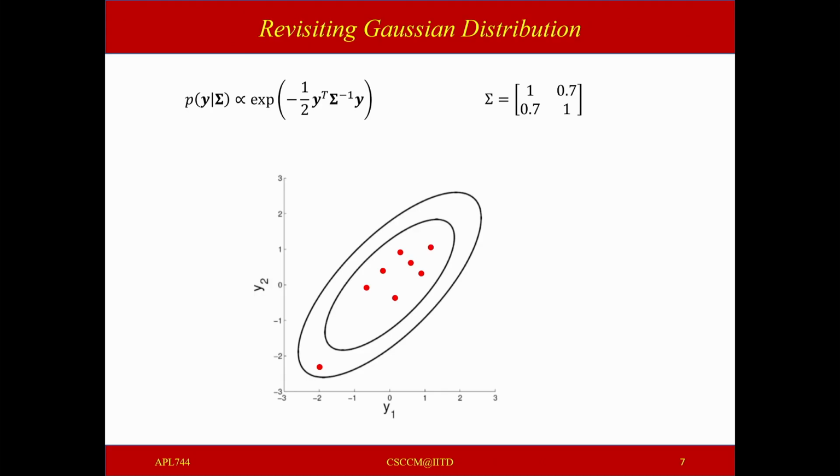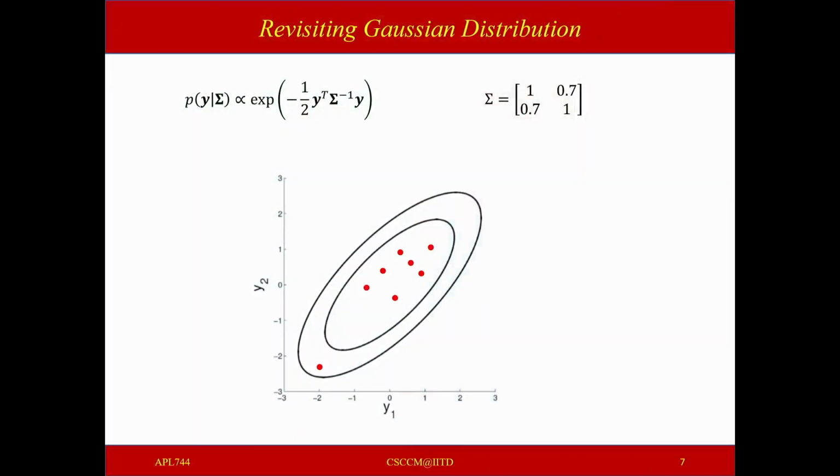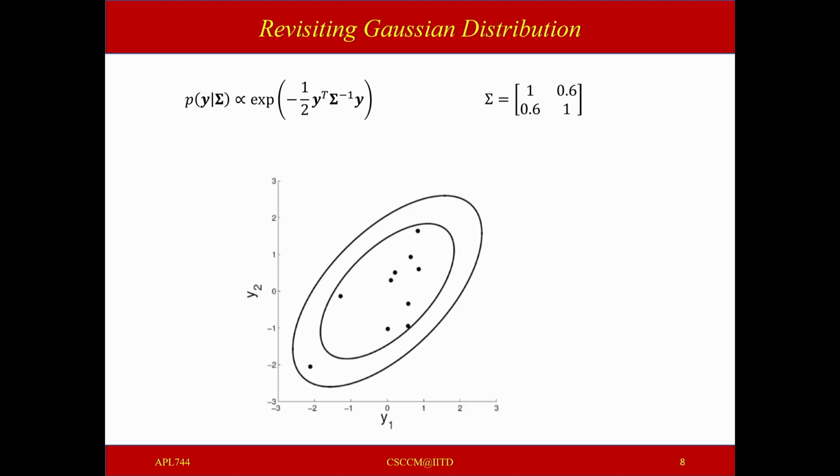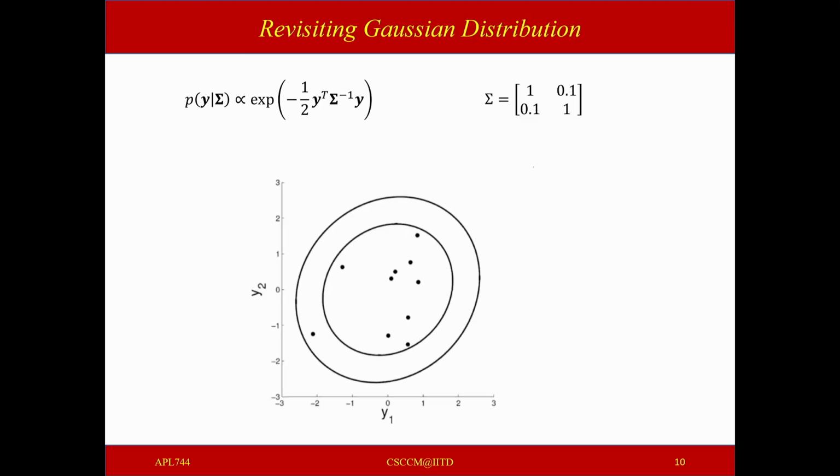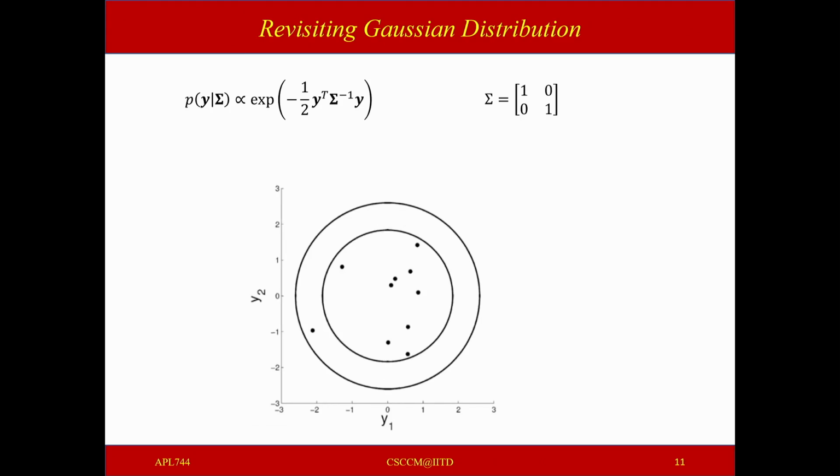What do you expect if I make it 0.6? What is happening? The spread will increase. 0.4, then 0.1, almost a circle, almost uncorrelated, and 0 will be exactly a circle, correct. So, this is what you see if you do a scatter plot of a 2D Gaussian.